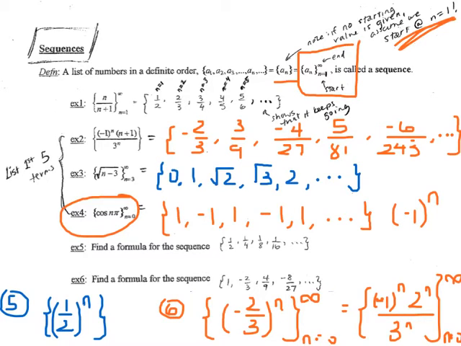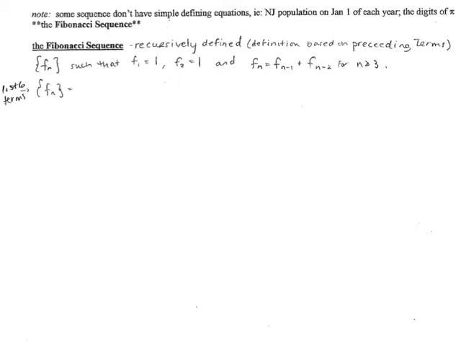Lots of different possibilities. Okay, so just basic plugging in to find terms of sequences and finding formulas for sequences. Some sequences don't have simple defining equations, like if you looked at the population of New Jersey on the 1st of January every year, or if you looked at the digits of pi. A very, very famous sequence that doesn't have a nice defining equation is the Fibonacci sequence.